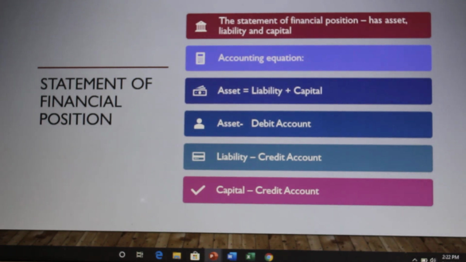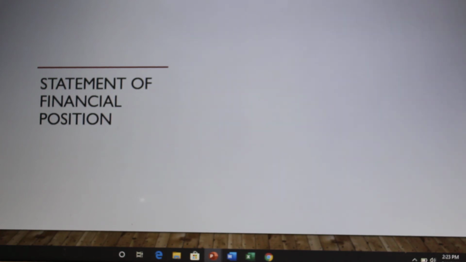We move on to the statement of financial position. In the statement of financial position, we know we have assets equal to liabilities plus capital. So we need to distinguish the various accounts. The first account we'd like to look at here is the asset account. The asset account is a debit account, the liability account is a credit account, and the capital account is a credit account.